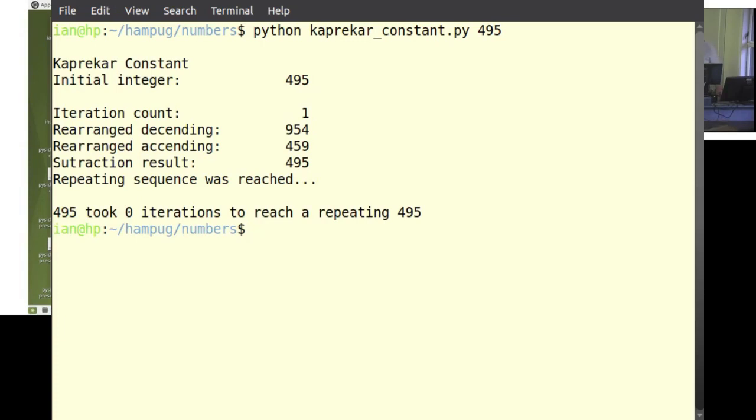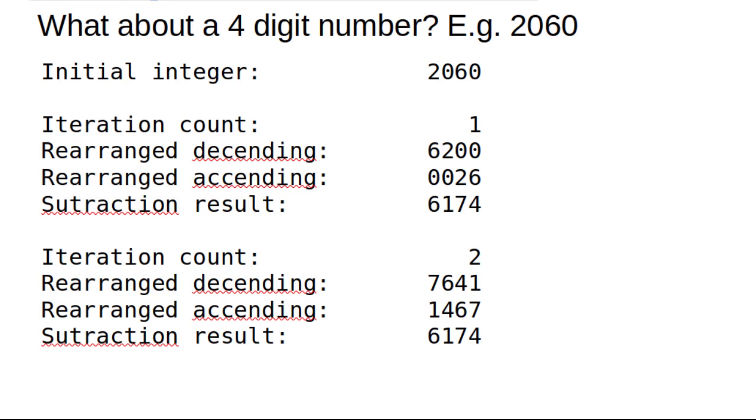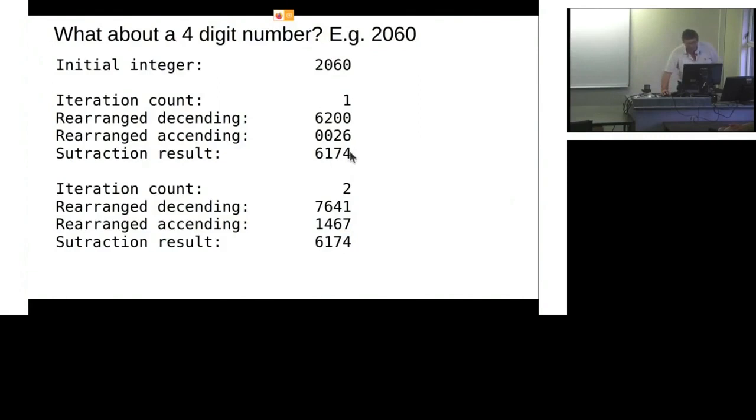Okay, so that works with three-digit numbers. I'll just go back to my presentation. Okay, and what happens if we go to four-digit numbers? In this case, I put in 2060, and when you rearrange descending, 6200, rearrange ascending, 0026, and you get 6174. And if you then do the same with 6174, it's 7641, 1467, and 6174. So the four-digit iterating goes into a loop by hitting the number 6174.